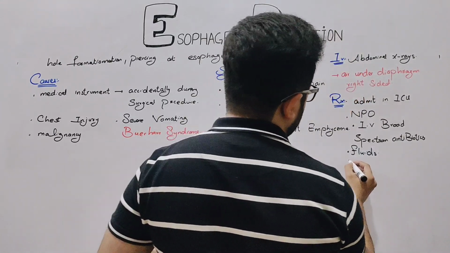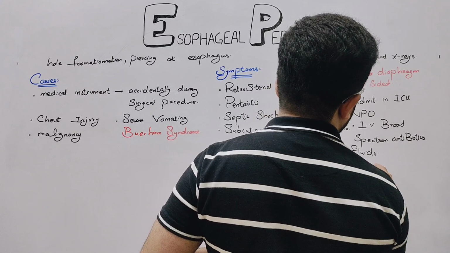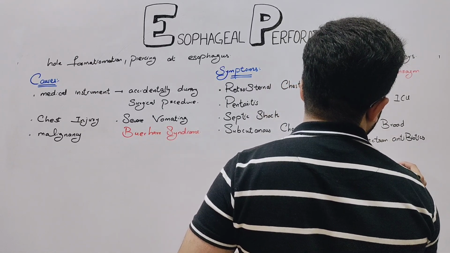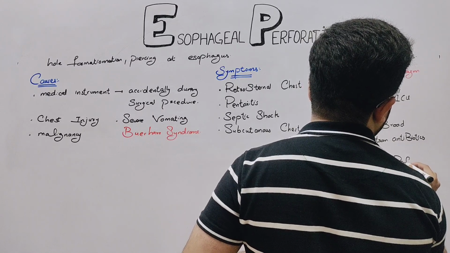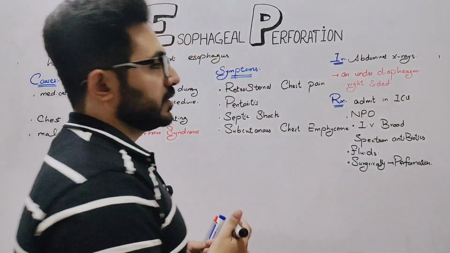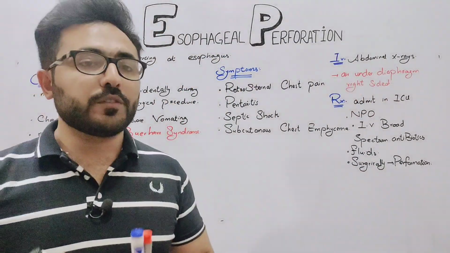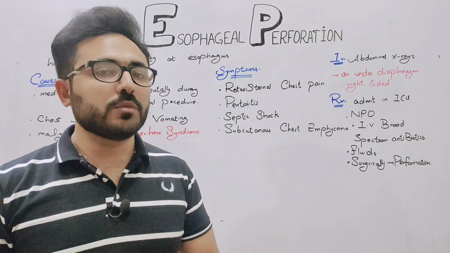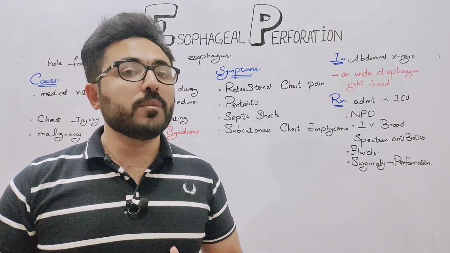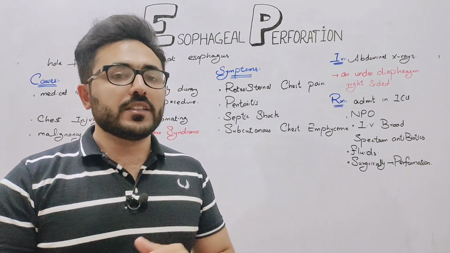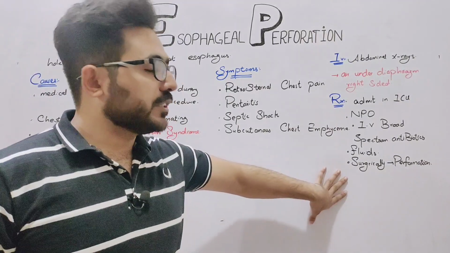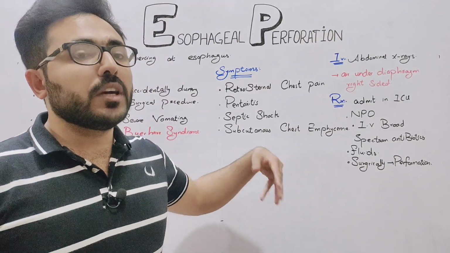Then what will you do? Surgical removal of that perforation. That's it. The simple solution of perforation is surgical removal. Until then you will give IV fluids and antibiotics. Nil per oral is necessary, and monitoring and observation of that patient. Now we will discuss which patients require surgery and which do not.